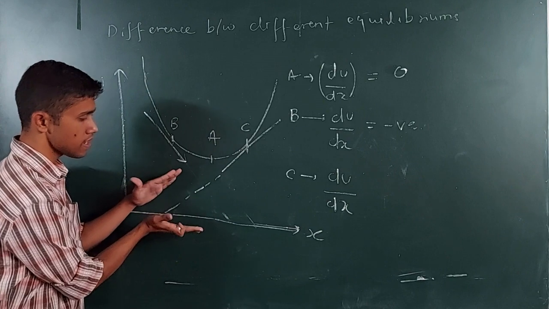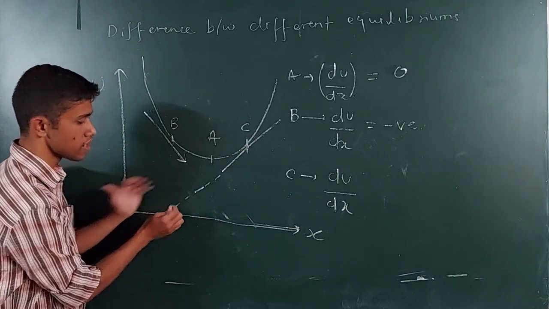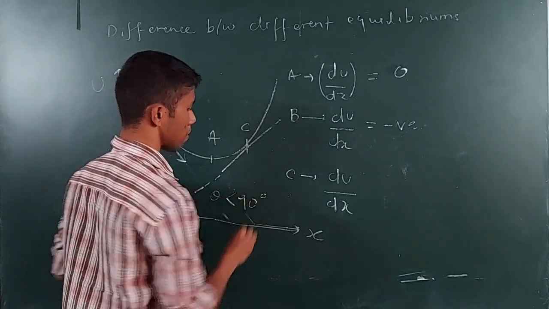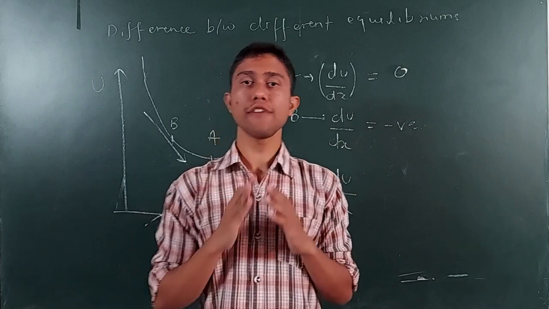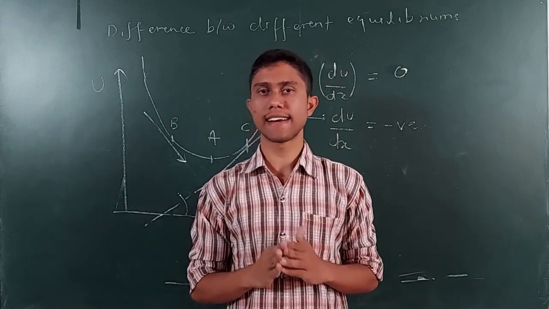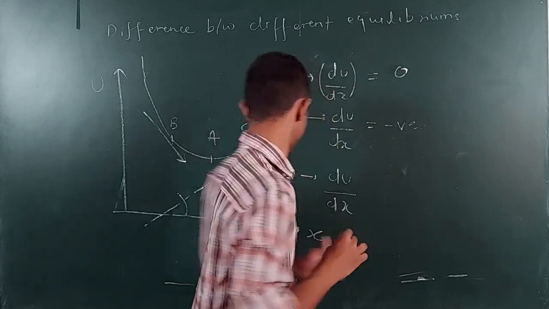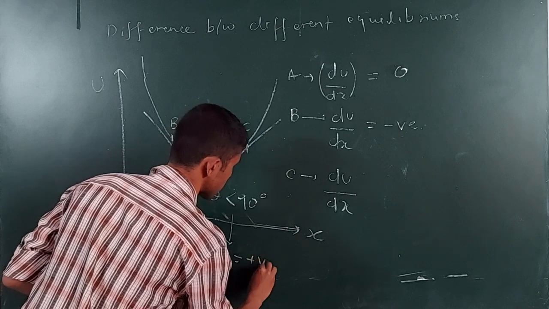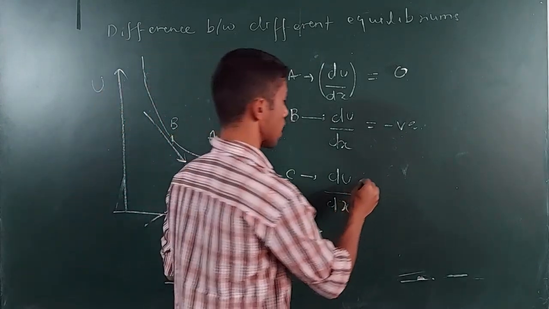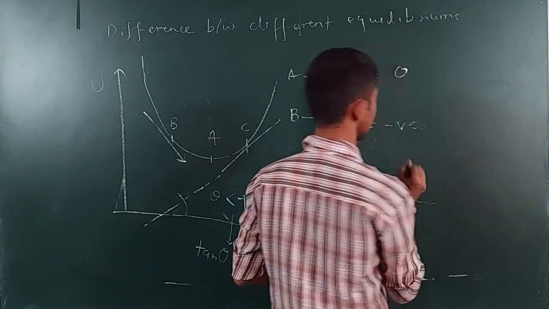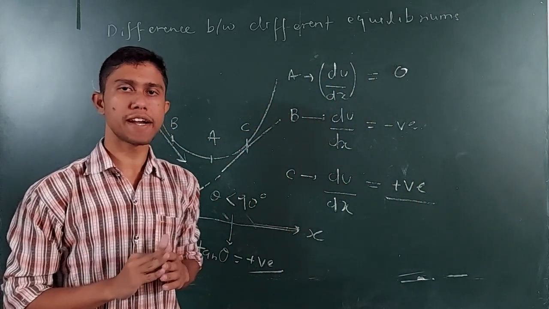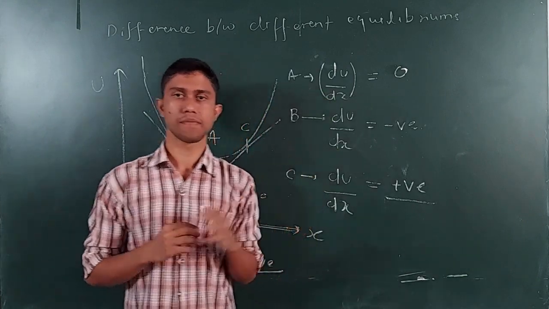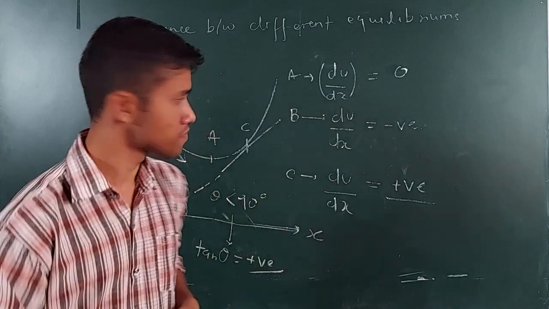If I bring this tangent towards the x-axis, it will cut the x-axis at this point. You can see the tangent is here and the x-axis is here, and the angle which they are making, theta, is less than 90 degrees. Means the angle is an acute angle, and for an acute angle the slope, which is tan theta, is positive. So I write here the slope is positive. Now we have completed finding du by dx, that is slope, for all 3 points A, B and C. Now we'll see what to do with these details.